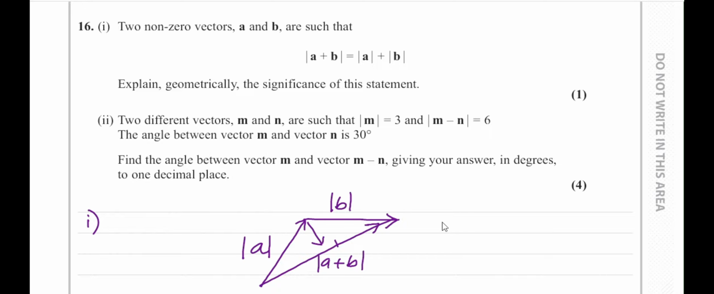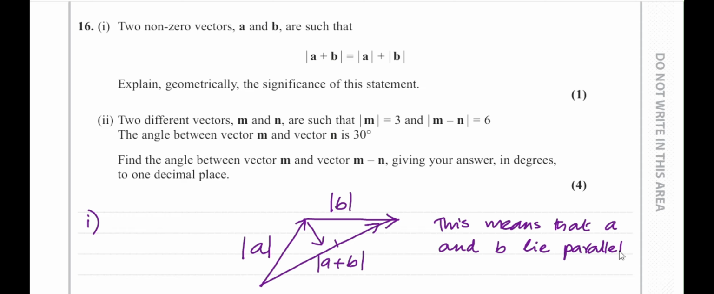So we can write, this means that vector a and b lie parallel to each other, pointing in the same direction.